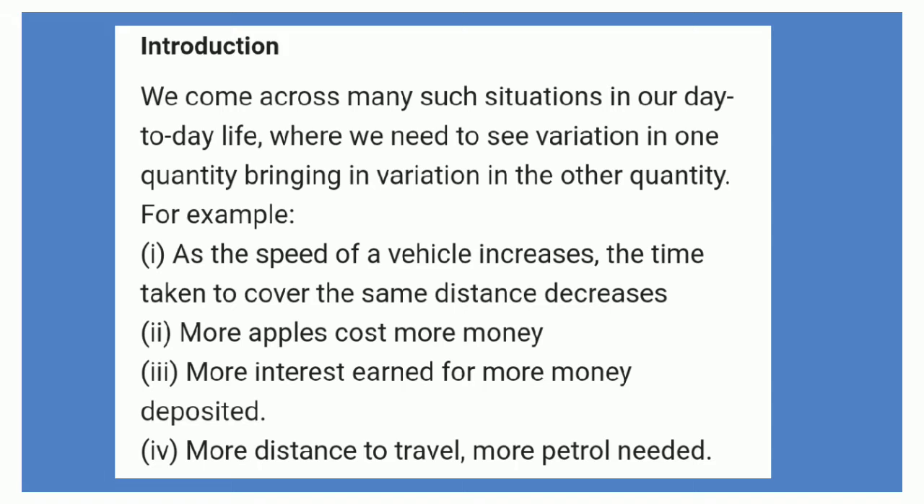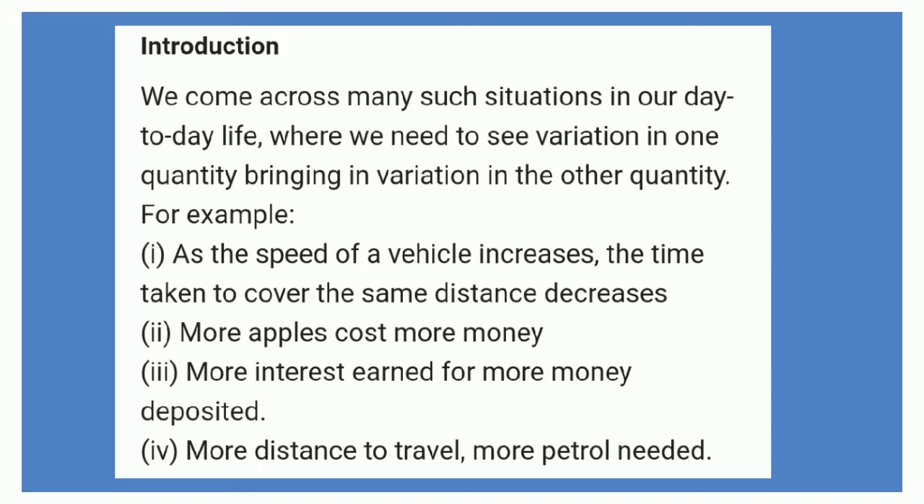Then the fourth one, more distance to travel, more petrol needed. That means distance is the first quantity and the second quantity is petrol. If you increase the distance of the travel, the petrol we have to increase. Is it very clear? Okay, so one quantity is increasing, the other quantity will also increase. So these are some examples of variation of two quantities.